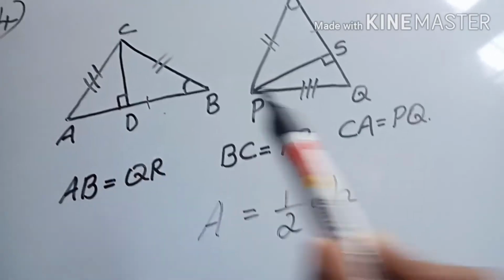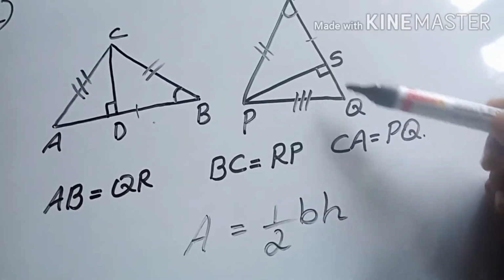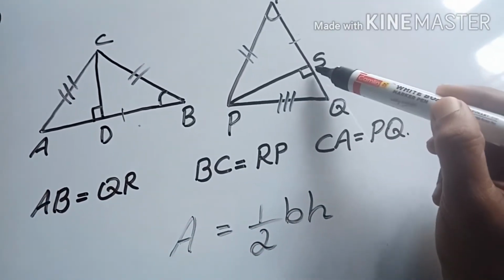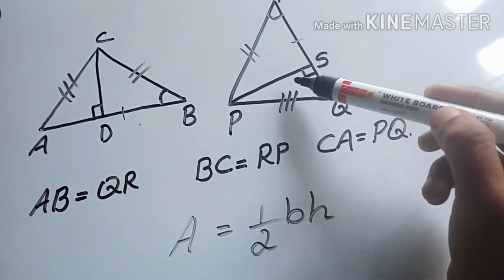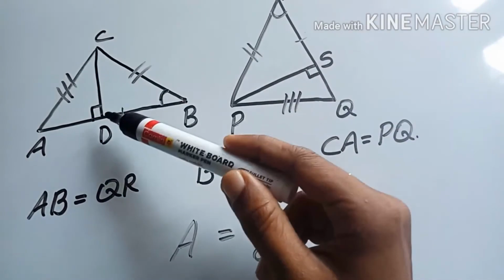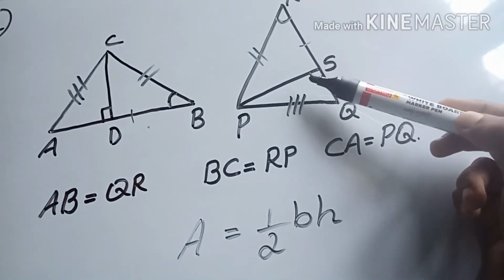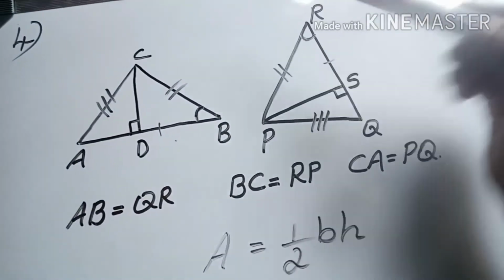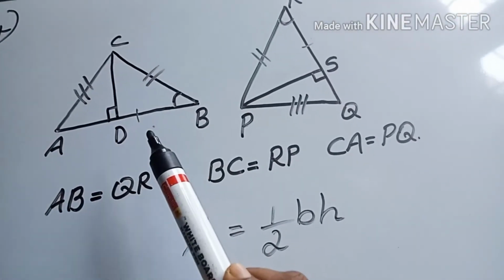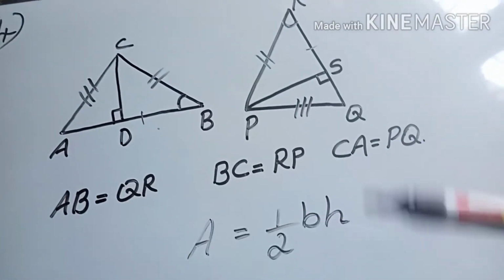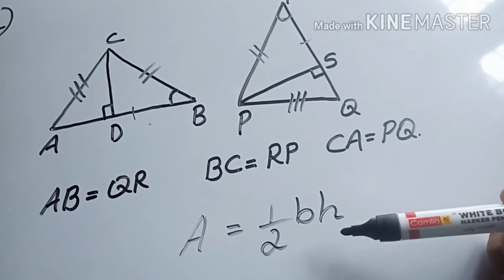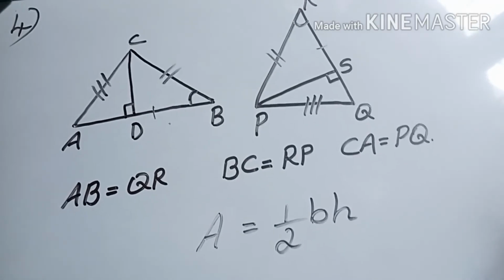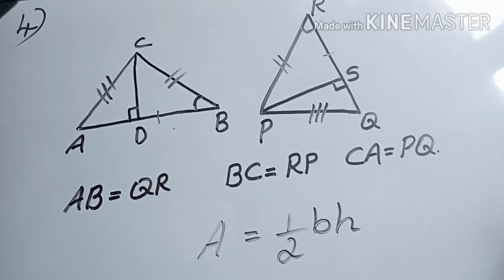Okay, now check the second triangle. Here the perpendicular line is PS. That means the height is PS. Already CD and PS are equal. So the height of the first triangle and the height of the second triangle are also equal. Now the base RQ. Here RQ and AB are equal. So the base is also equal. If base and height are equal, we can say that both have the same area. So that is the relation. Both triangles have the same area.